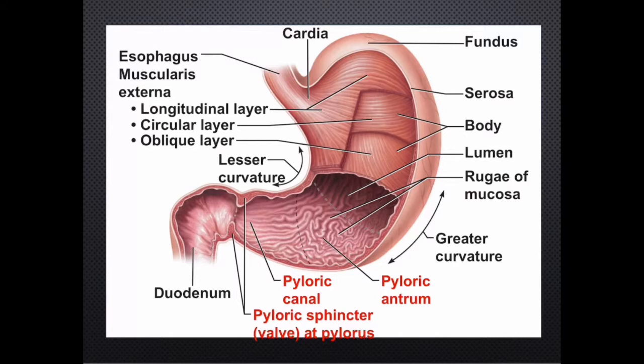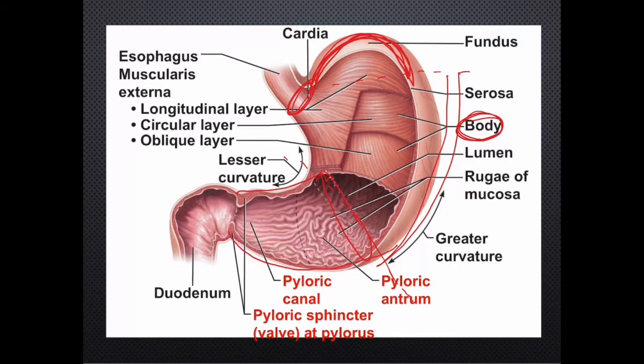So if you see on here, the part that surrounds the cardiac opening, this is my cardia. The dome-shaped part of the stomach, this is the fundus of the stomach. The mid portion on here, all this part, this is going to be the body of the stomach, and then we're going to have the pyloric region, which is going to have the antrum. We're going to have the pyloric canal, and we're going to have the pyloric sphincter.